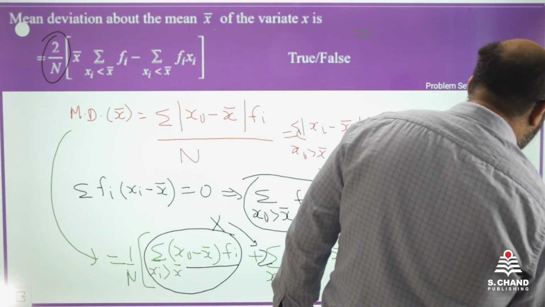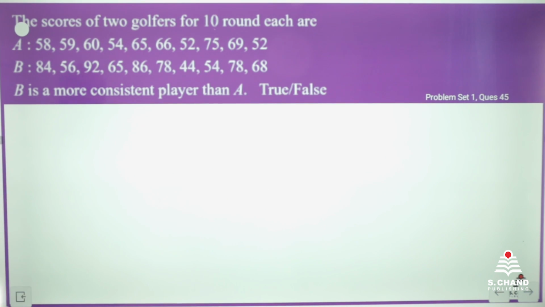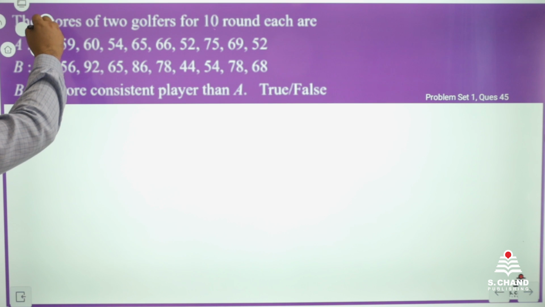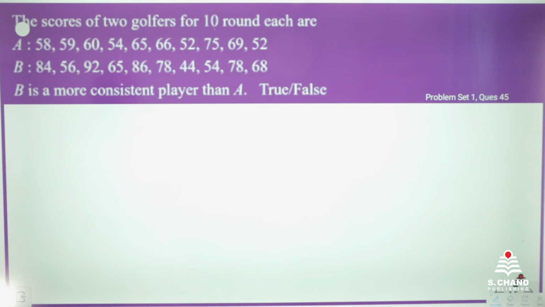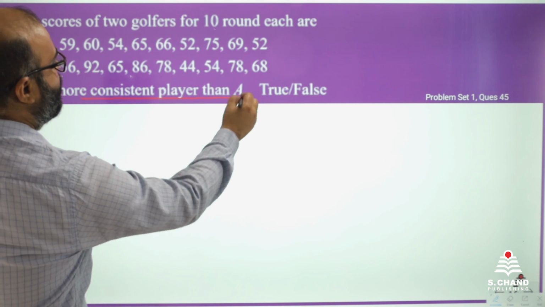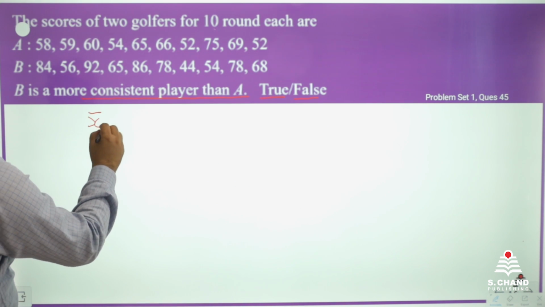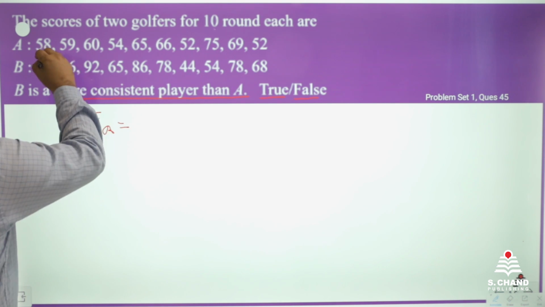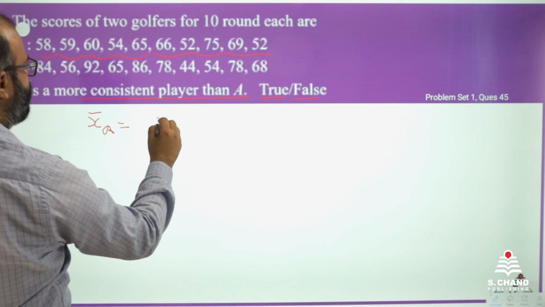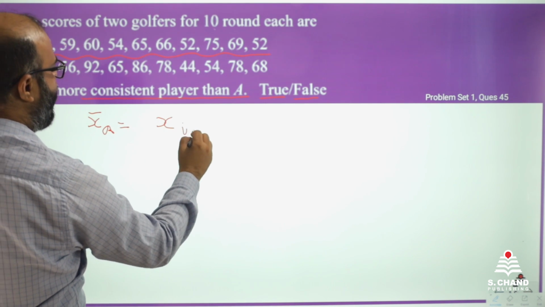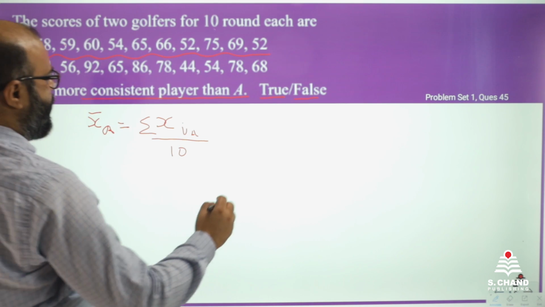So let us come to the next question. The scores of two golfers for 10 rounds each are given like this. There is a lot of calculation involved here. I am of course not doing all those calculations, but I will tell you how to do it. You have to find whether B is a more consistent player than A, true or false. So you will find the mean, x mean of A. How will you find it? You will add all of these terms. How many terms? 1, 2, 3, 4, 5, 6, 7, 8, 9, 10. So sigma of xi of A by 10. This is the mean.